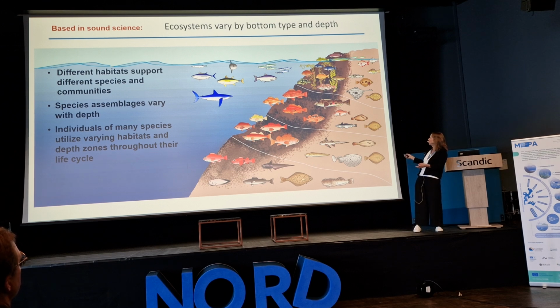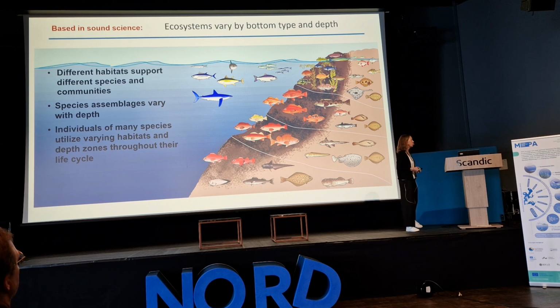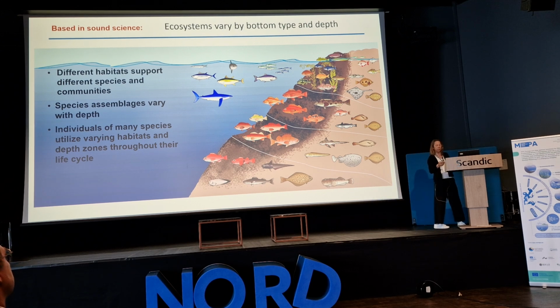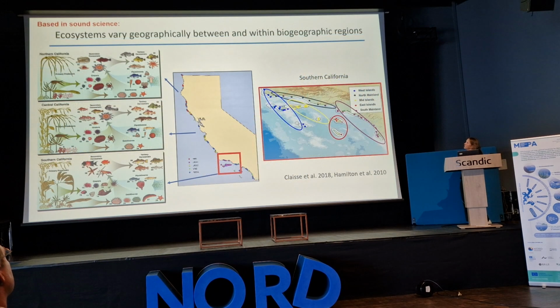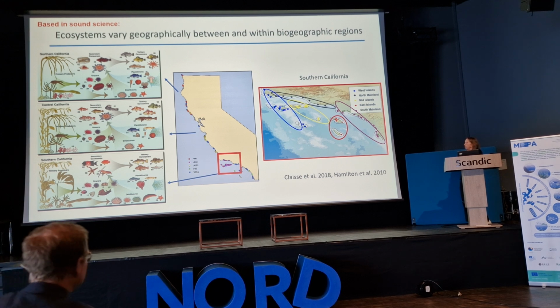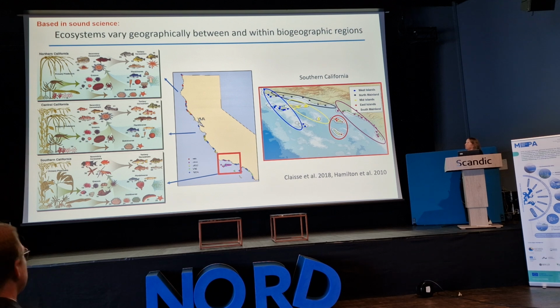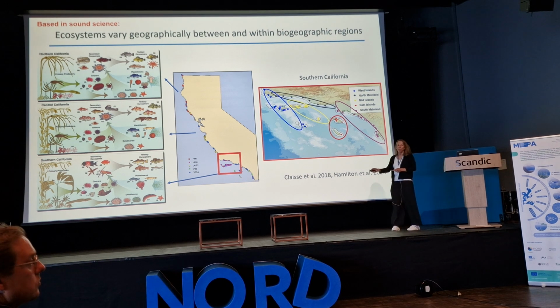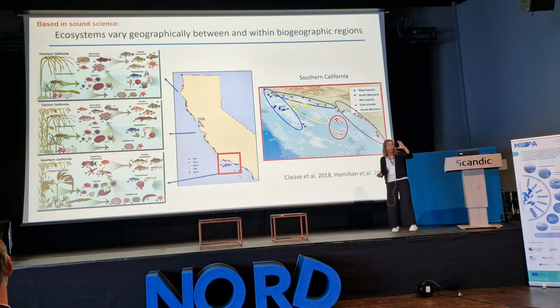And this cartoon shows a lot of California examples of what you might see in our system, as well as good evidence for ontogenetic shifts across habitats and across depths. Secondly, we knew quite a lot about the biogeography in California, super interesting. It's a large state, as I said, so we know that ecosystems varied geographically between and within biogeographic regions.